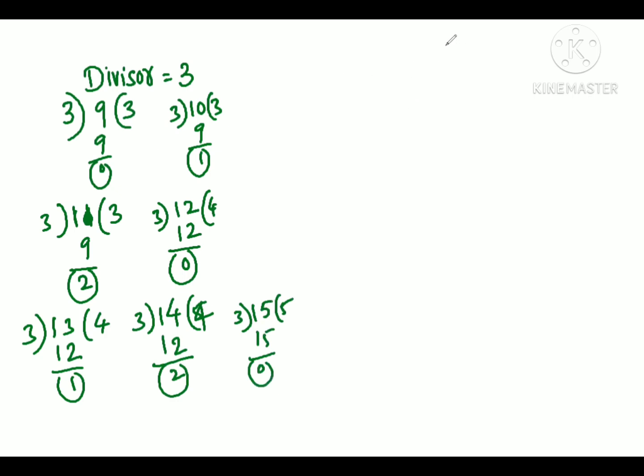Now according to the division algorithm, dividend is equal to divisor into quotient plus remainder. Let us verify this one by the division algorithm.